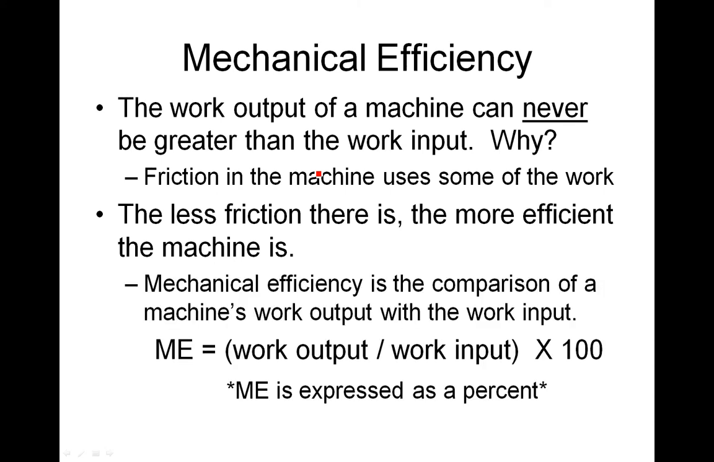Mechanical efficiency is just the comparison of a machine's work output. Notice we're doing work, not force. So work output with work input. Mechanical advantage was force output and force input. Mechanical efficiency is work output and work input. So the formula is just work out divided by work in times 100. So it's going to be a percent.